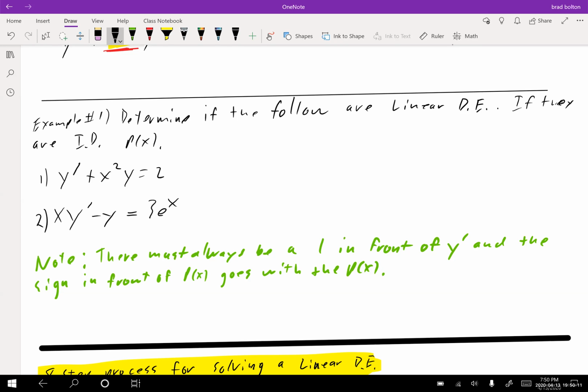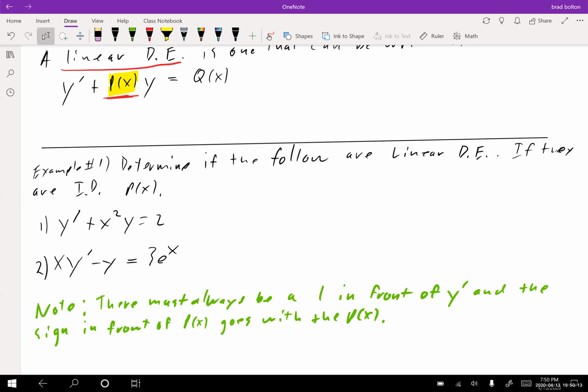So all we have to do is we look up here and we say, is this problem in that form? If it is, then it is linear. So we're going to say, yes, this is a linear differential equation, right? It's in the right form. And p of x is equal to x squared, right? So that's that.